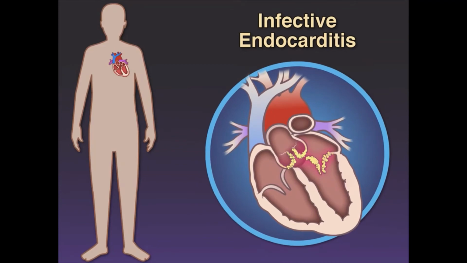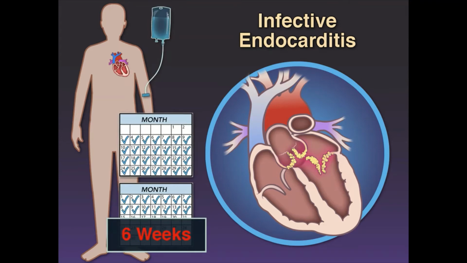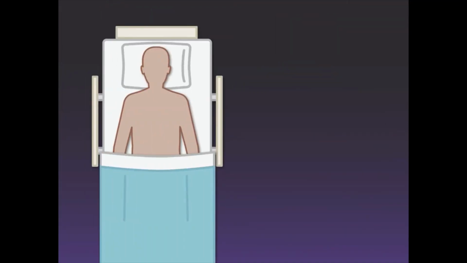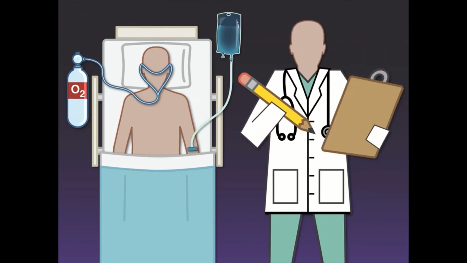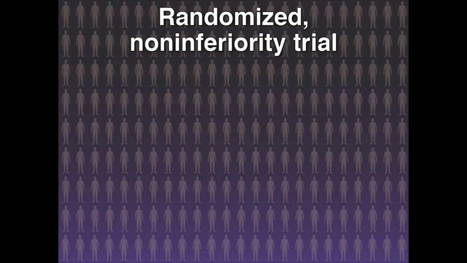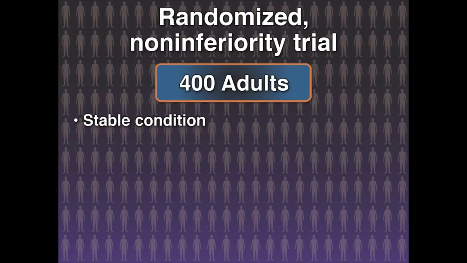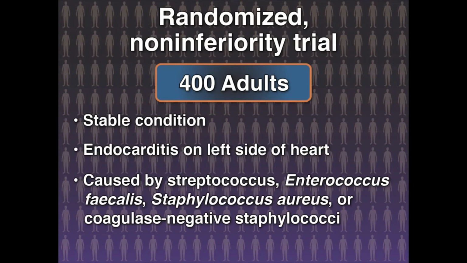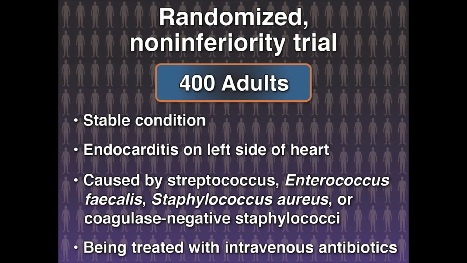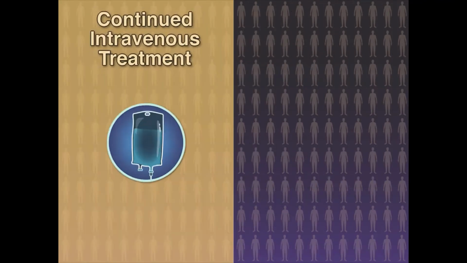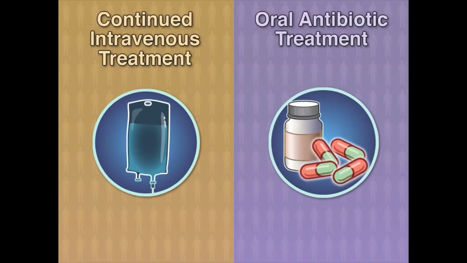Patients with infective endocarditis on the left side of the heart are typically treated with intravenous antibiotic agents for up to 6 weeks. During the initial phase of hospitalization and treatment, patients often require intensive care and close monitoring. After this period, many patients remain hospitalized to complete intravenous antibiotic treatment. In this randomized non-inferiority trial, 400 adults in stable condition who had endocarditis on the left side of the heart caused by Streptococcus, Enterococcus faecalis, Staphylococcus aureus, or coagulase-negative staphylococci, and who were being treated with intravenous antibiotics were randomized to continue intravenous treatment or to switch to oral antibiotic treatment.